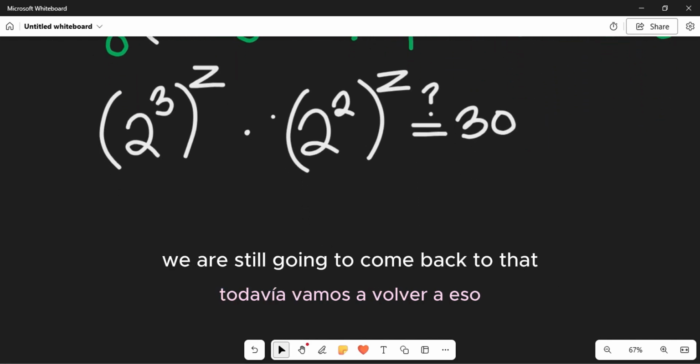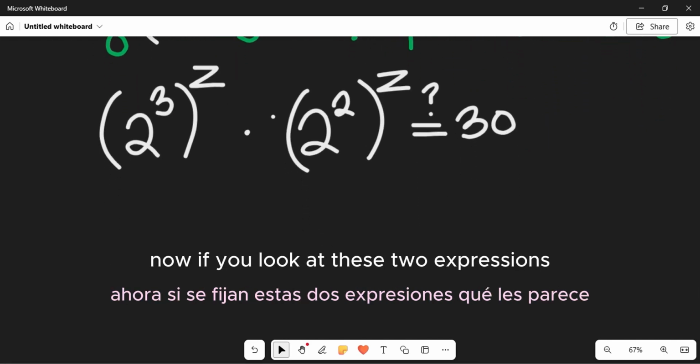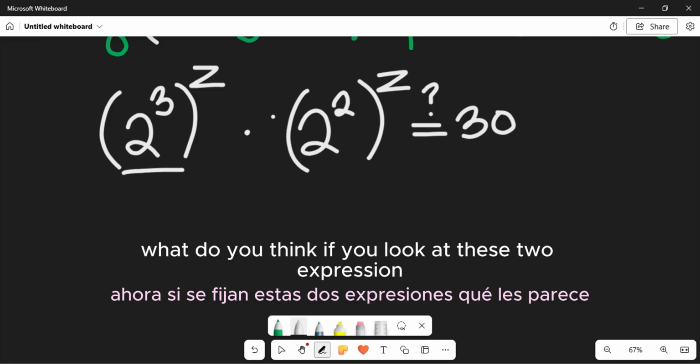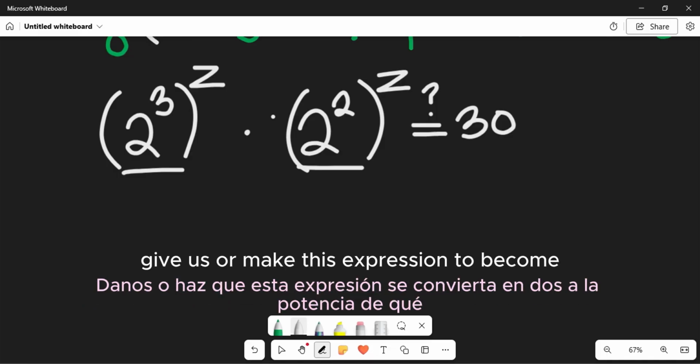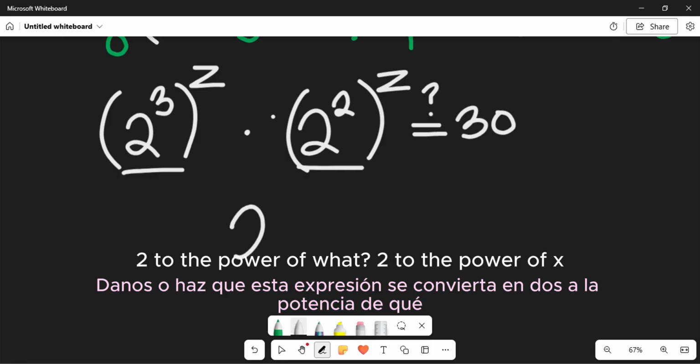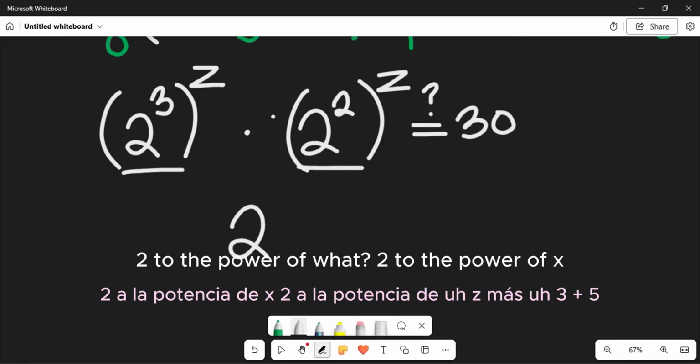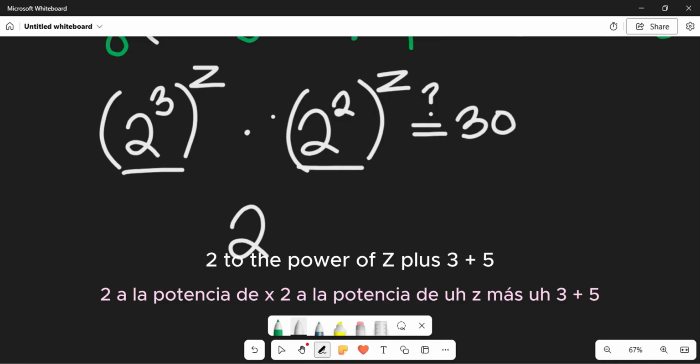We're still going to come back to that. Now, if you look at these two expressions, what do you think? They have the same base. This whole expression can still make this expression become 2 to the power of what? 2 to the power of z plus 3 plus 5.